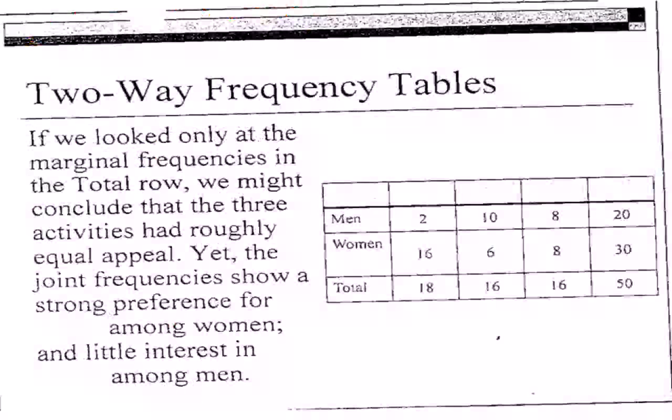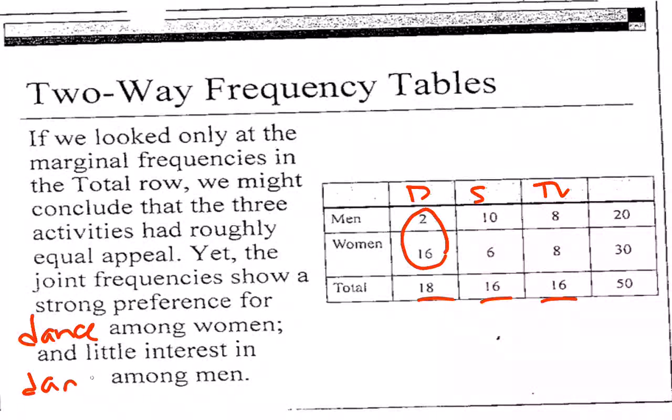If we looked at only the marginal frequencies, then we might conclude that my three activities of dance, sports, and TV were about equal. I have 18, 16, and 16. But if we look at the joint frequencies, there is a strong preference or a strong difference between men and women when it comes to dance. So that's why both of these things can be very important to look at. Whereas I have 10 and 6 kind of close, and then 8 and 10, that's equal.